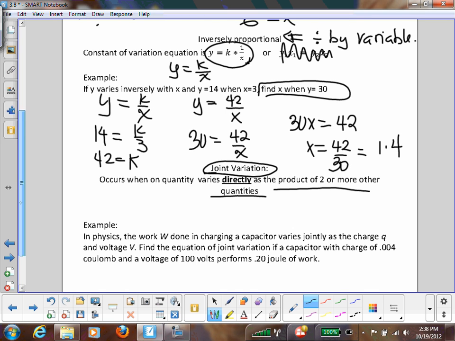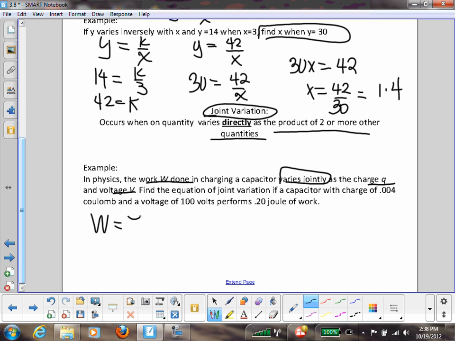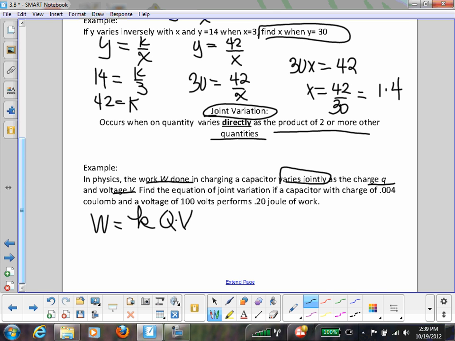So for example, in physics, the work done in charging a capacitor varies jointly with the charge and the voltage. So work equals constant, and it's jointly with the charge, Q, and the voltage, V. Is it like they're in parentheses? Well, you're multiplying, so you can if you'd like, but you don't have to.